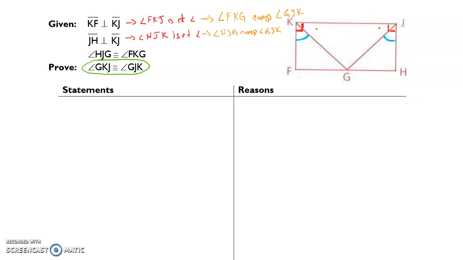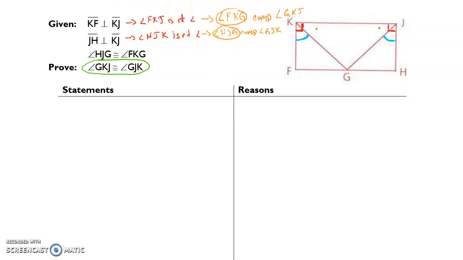Now that I have two angles complementary to congruent angles, so angle HJG I know is congruent to angle FKG. So angle GJK and angle GKJ, one of them, this one should be angle GKJ, so FKG and GKJ are complementary to congruent angles, then those two angles are going to be congruent. So this is the outline of it up here.